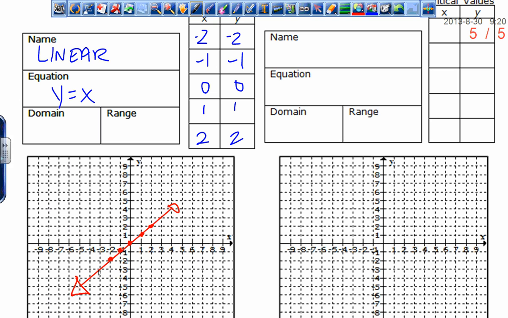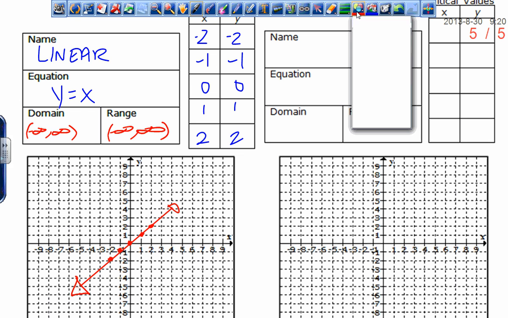Domain and range. What's my domain here? What's the domain of the picture? Negative infinity to positive infinity. Range? Same. What's another way of saying domain and range for negative infinity to positive infinity? All real numbers. I'm going to put that in somewhere. It means the same thing.